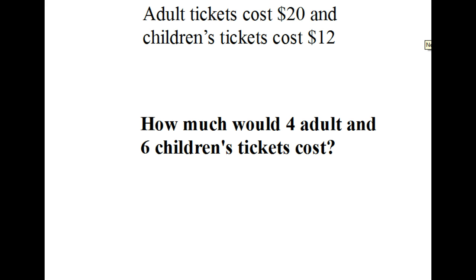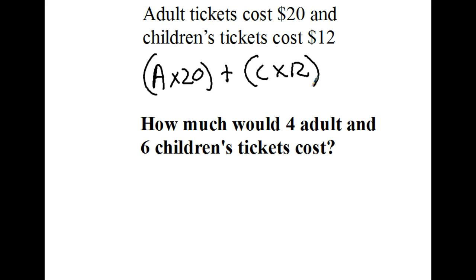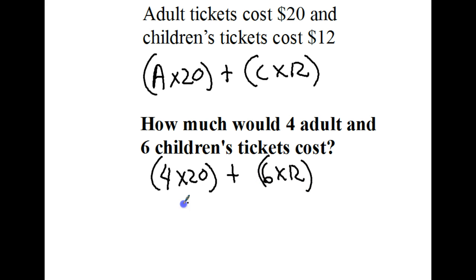Ooh, price has got a little bit more expensive. This time adults are 20 bucks each, and the children's are 12 bucks each. So we're buying 4 adults. So that would be 4 times 20, plus 6 of the kid ones at 12 bucks each. 4 times 20 is $80, plus 6 times 12 gets me a 72. 80 plus 72 is $152.